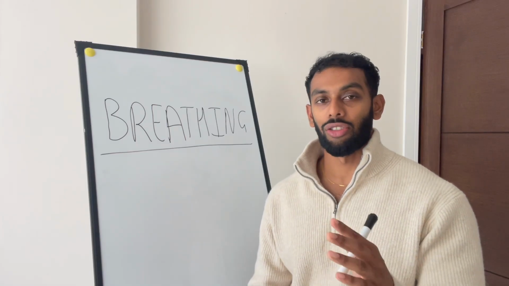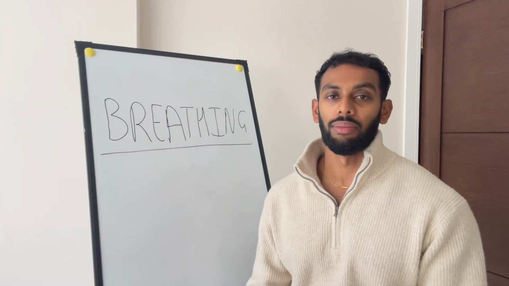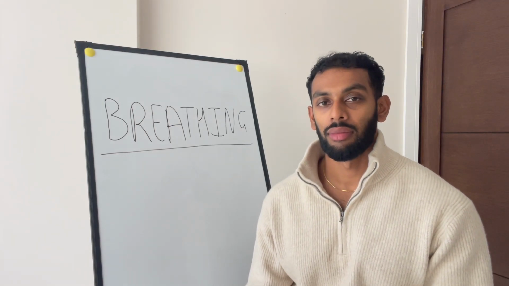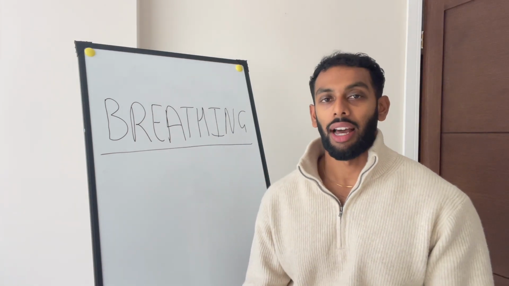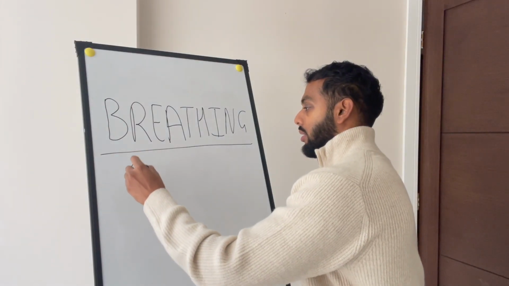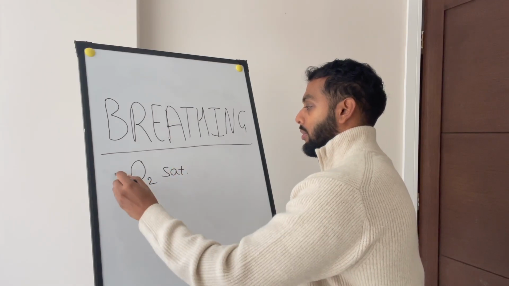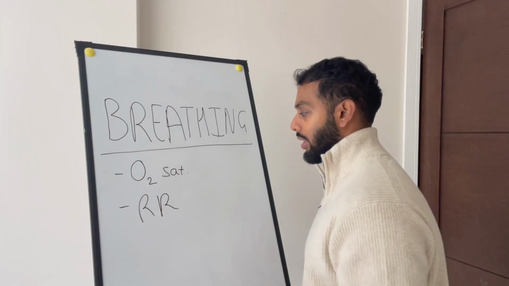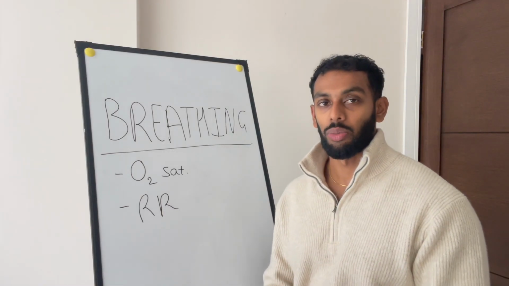Now, just looking at the patient isn't enough. We need confirmation. And where do we get this confirmation from? Numbers, right? You're doing the patient's obs or their vitals, and there's two parameters we look at. The first one being their SATs, O2 saturation. That's one. The second thing is their respiratory rate. So these are the two factors that we can look at to see how well the patient is breathing.